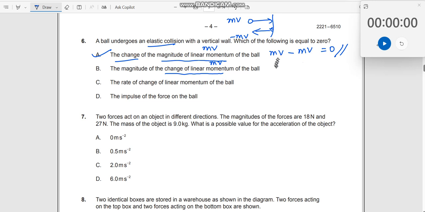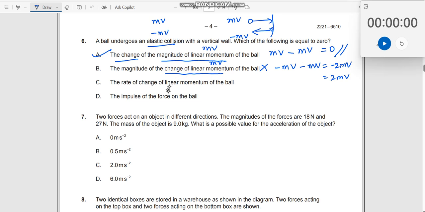Okay, so therefore, if mv is the forward direction over here, minus mv is the reverse direction over here, then when you say change of linear momentum, if I take final minus initial, final will be minus mv, initial will be mv, which will be equal to minus 2 mv. This should be the answer. Magnitude of this, which means what? Remove the negative sign, finally you get the answer 2 mv, which is not equal to 0. So this is incorrect.